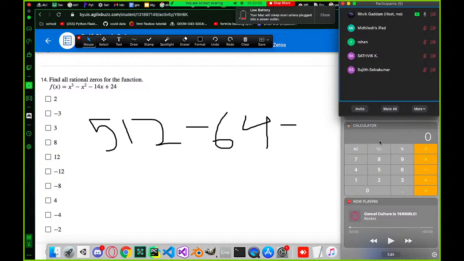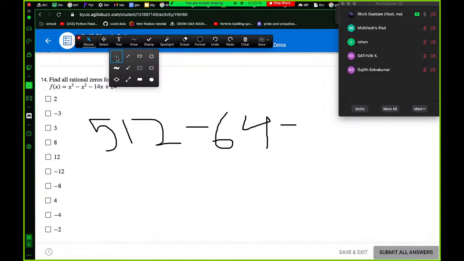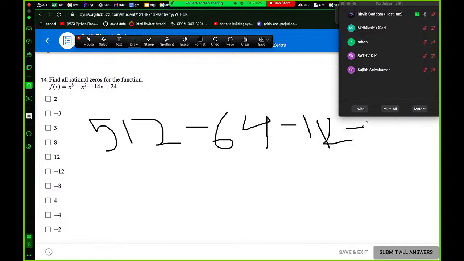So let's do this. So 14 times 8, that's negative 112. And so we write negative 112 over here, plus 24. And I'm pretty sure 8 doesn't work either, because this is not going to be equal to 0.